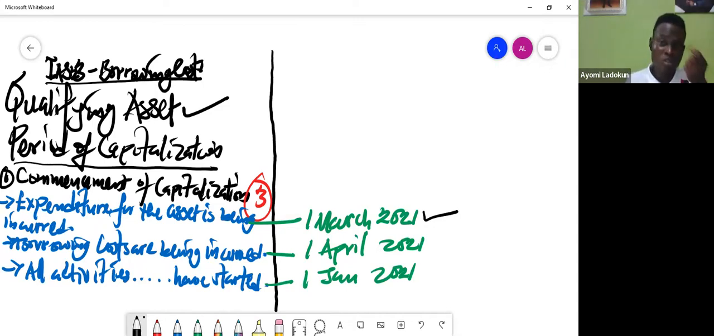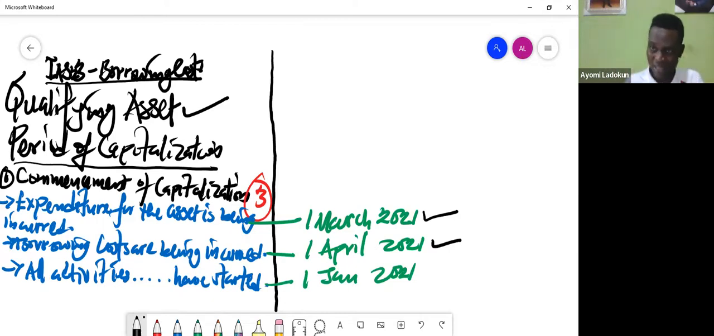But my money was not sufficient, or it's not going to be sufficient. Then I decide to go and borrow money in April, okay? The banker or whoever is lending me the money starts charging me interest in April. You cannot charge me in March because I did not borrow money. So that is the logic, okay?